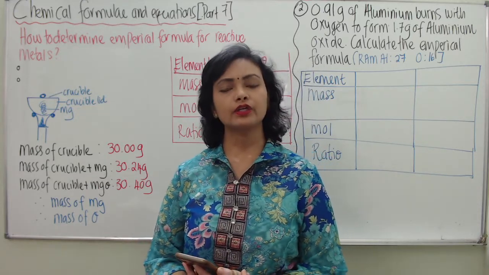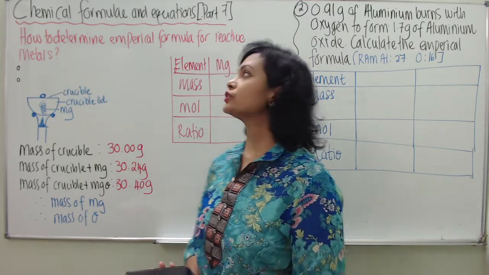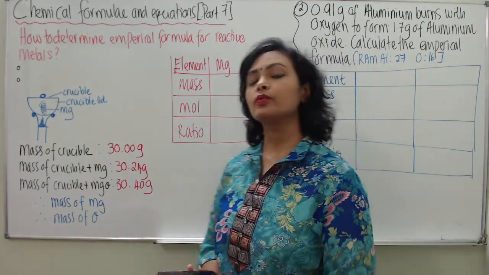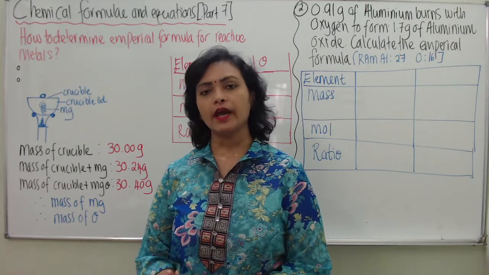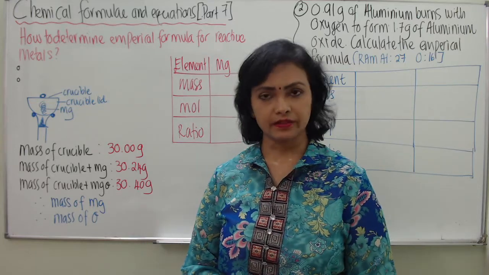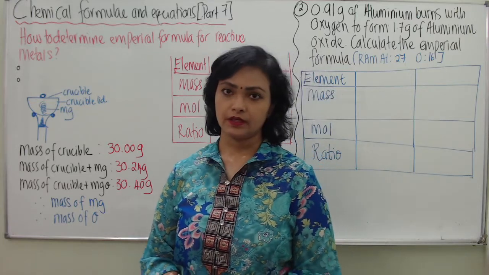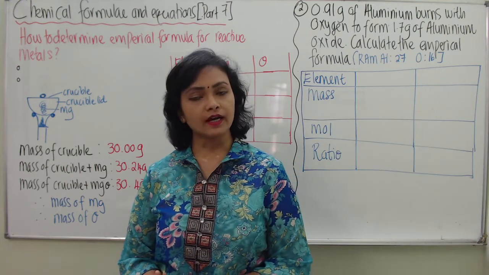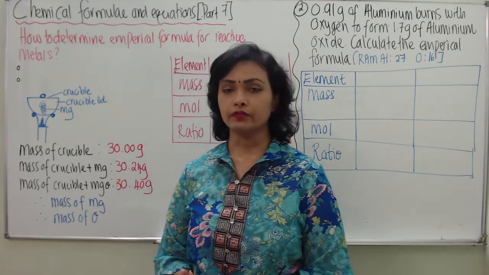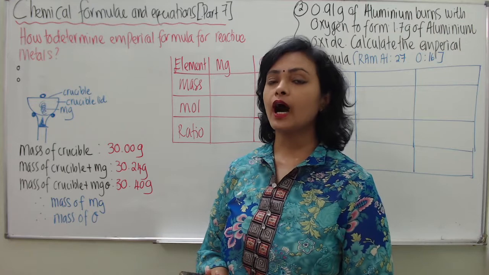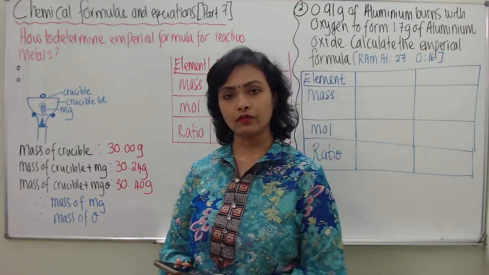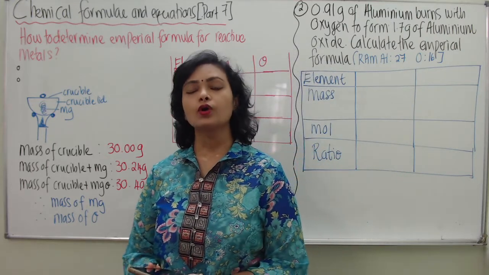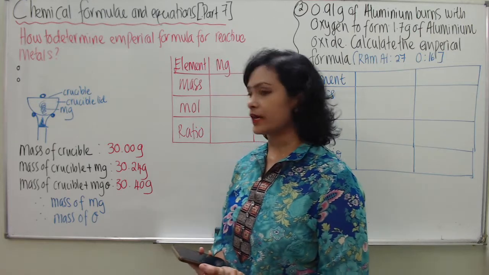Today we are here to continue on the chapter Chemical Formulae and Equations, and we will be doing part 7 of this chapter. What I am going to discuss in this part 7 of the video is how to determine the empirical formula for magnesium oxide.